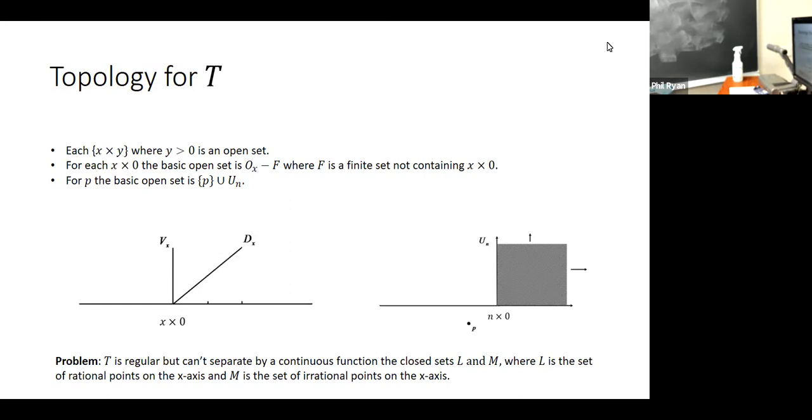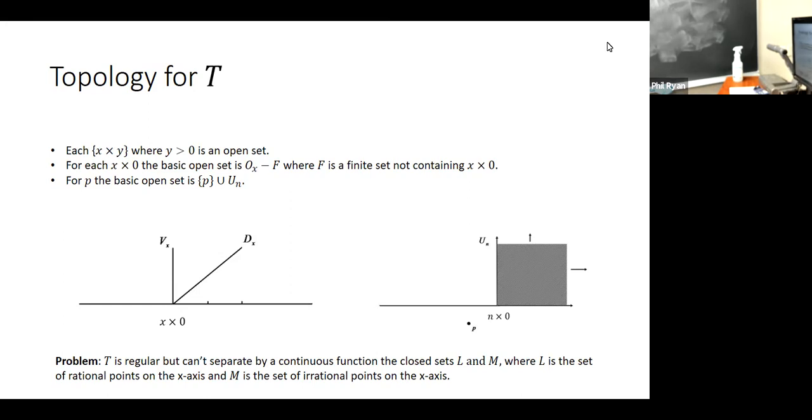Right, it's because it's almost discrete. Because the way that it's set up, because these are the open sets, then the open sets on the x-axis are also discrete. So it's so artificial and contrived. I didn't really want to go into all the details, but that's the kind of thing to do.